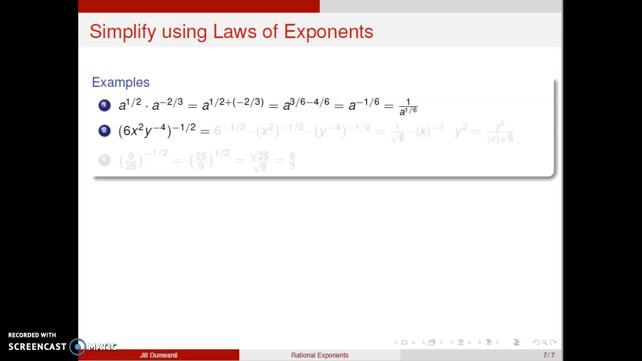Now let's consider a product to the negative 1/2 power. There are several ways we could proceed here. Let's start by using the property that says we can apply the power to each factor. We again have several options. 6 to the negative 1/2 power is 1 over the square root of 6. The square root of x squared is absolute value x, but we still have an exponent of negative 1. And negative 4 times negative 1/2 gives me a power of 2 on my y factor. Finally, we want to take care of the negative 1 exponent by reciprocating.